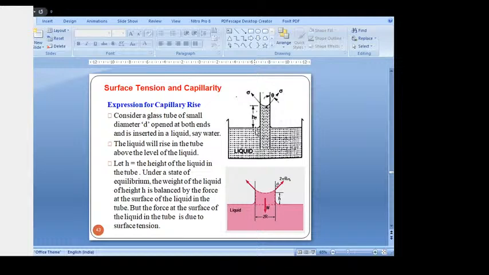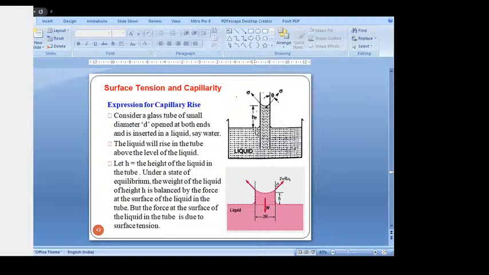Capillarity is generally expressed in terms of centimeter or mm of a liquid. Its value depends upon the specific weight of the liquid, the diameter of the tube which you are using, and the surface tension of the liquid. These are the three main factors on which capillarity depends. Now we will see both expressions. First we will see the expression for capillary rise, then the expression for capillary fall.